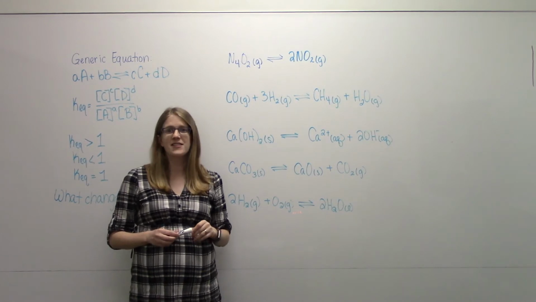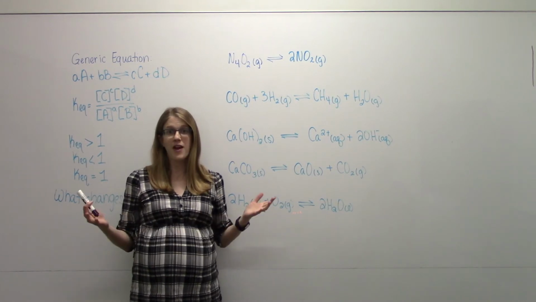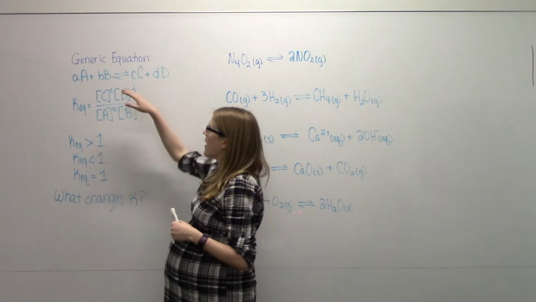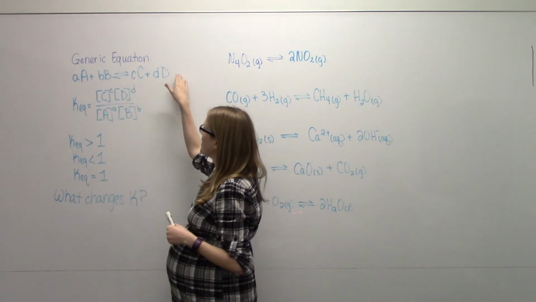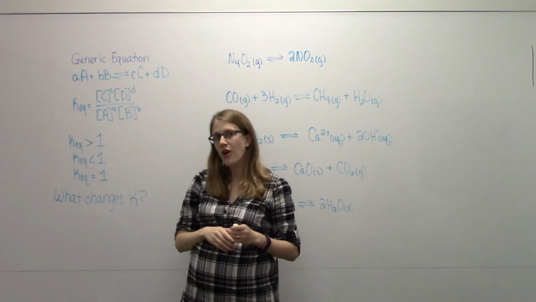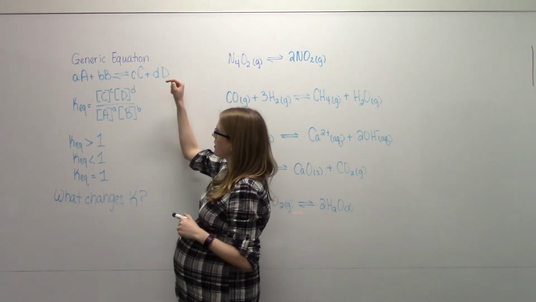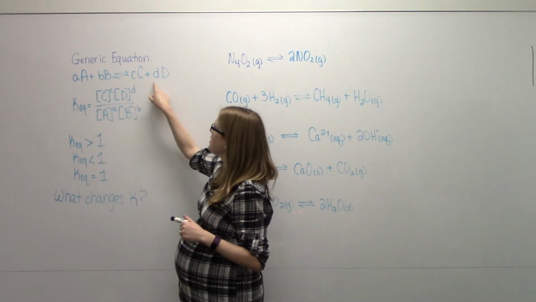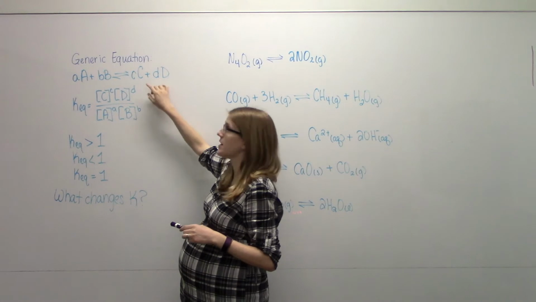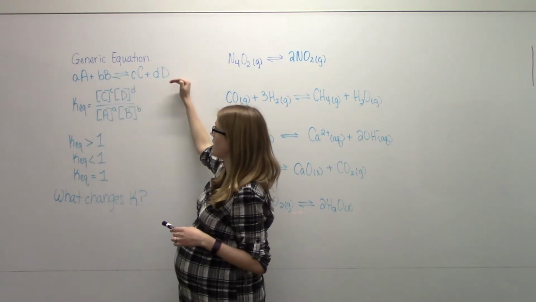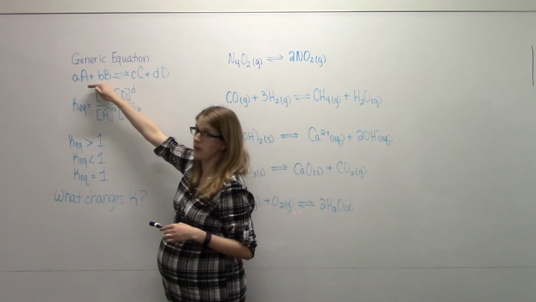Equilibrium and KEQ expressions and how to write them. So let's start with our generic equation. Now this is a generic equation for any reversible chemical reaction. Now you learned in your notes that equilibrium is hit when the rate at which these become this equals the rate at which these become this. The forward reaction rate equals the reverse reaction rate.